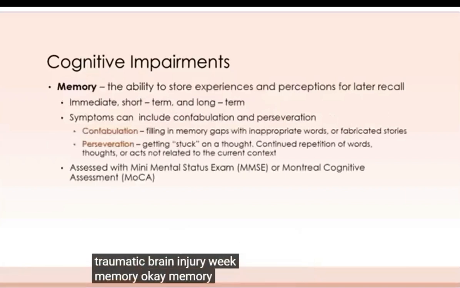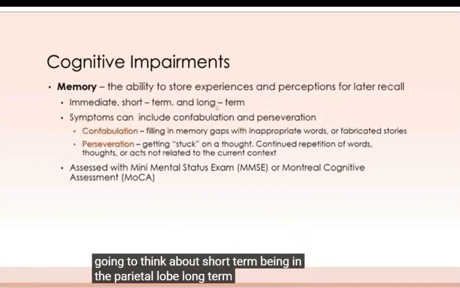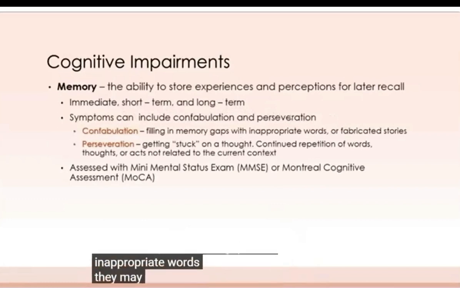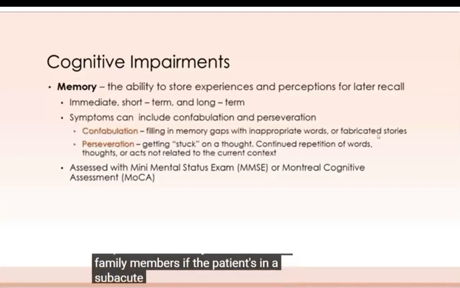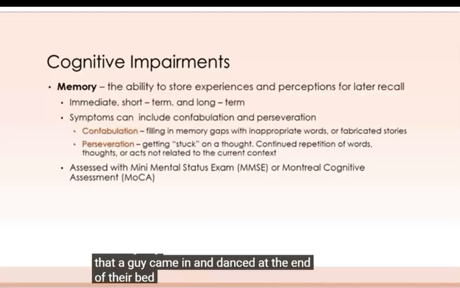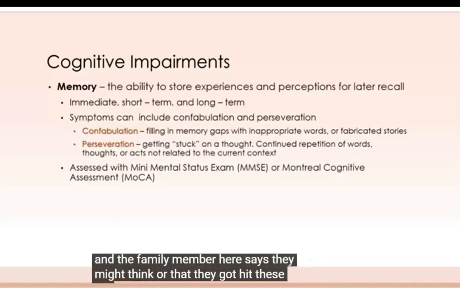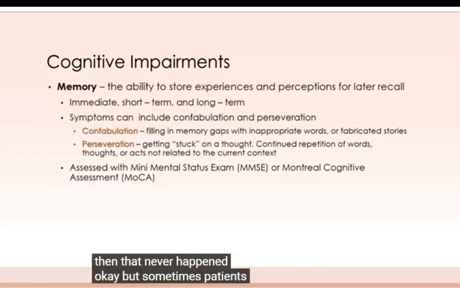Memory. Okay, memory can be affected in all lobes of the brain, but you're really going to think about short-term being in the parietal lobe, long-term being in the temporal lobe. Patients sometimes will fill in the gaps with inappropriate words. They may make up stories, and this is something that you need to keep in mind, but maybe also educate family members. If the patient's in a subacute unit and they say that a guy came in and danced at the end of their bed in the middle of the night, and a family member hears this, they might think, or that they got hit. These are real stories that patients say, and that never happened. Okay, but sometimes patients make up these things.